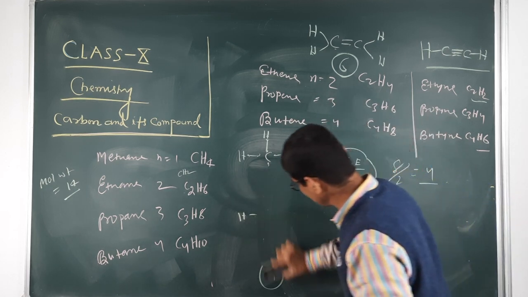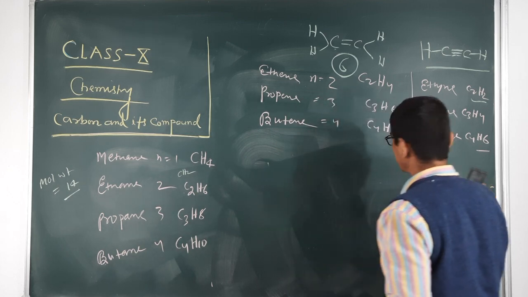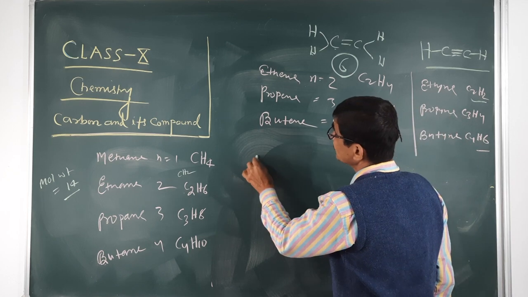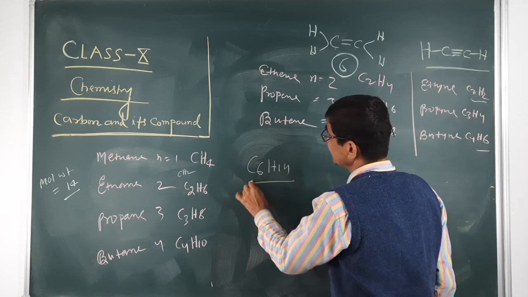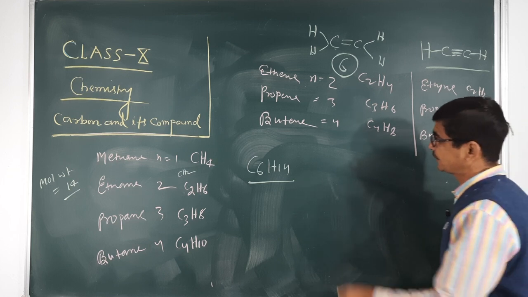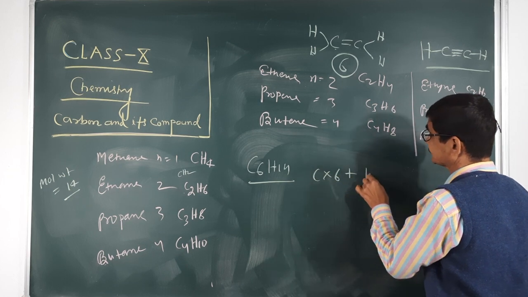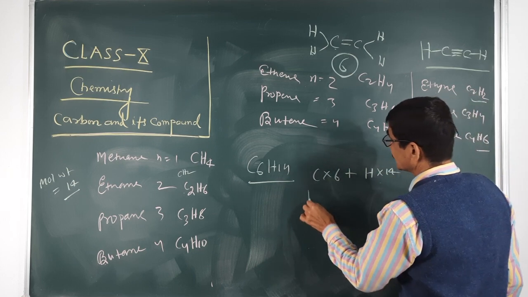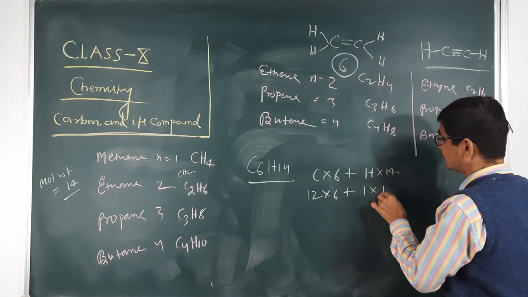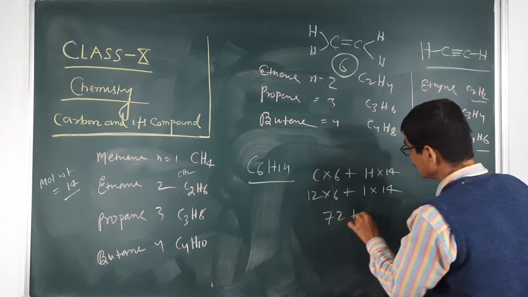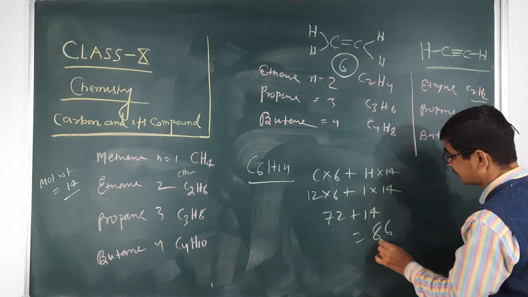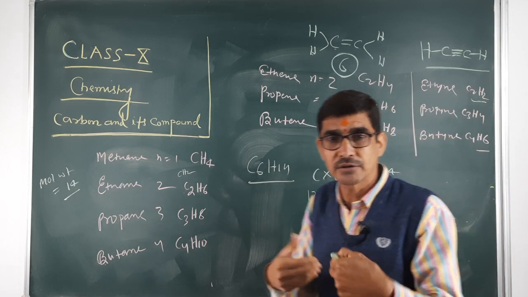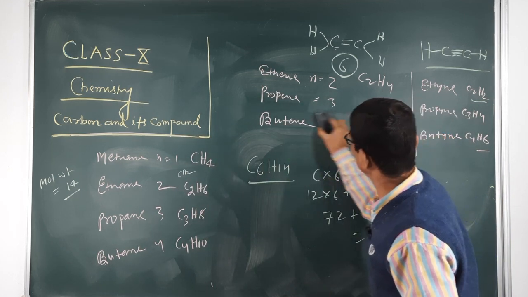Now one more thing: with the help of molecular weight, how can we calculate the molecular formula of a saturated or unsaturated hydrocarbon? I am just taking the example of hexane. This is hexane, and you know that its molecular weight is 12 into 6 plus 1 into 14, 72 plus 14 equals 86 units. This is the molecular weight. With the help of this molecular weight, how can you calculate the molecular formula? I am just going to explain.